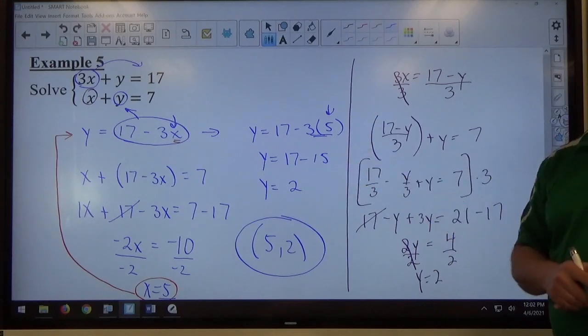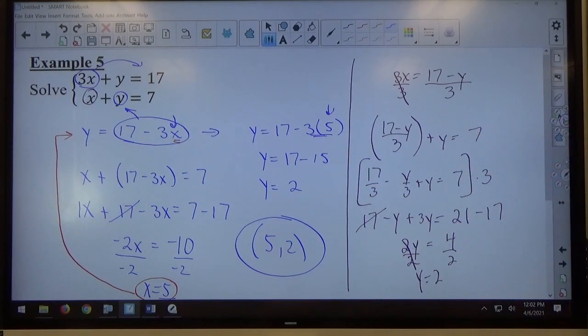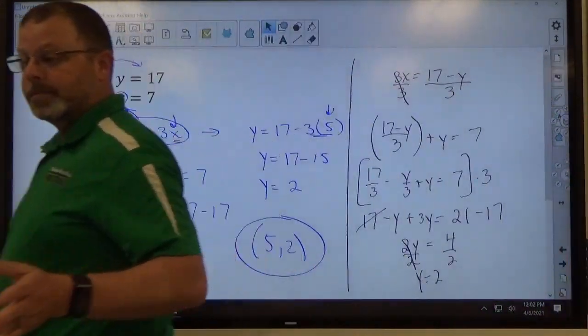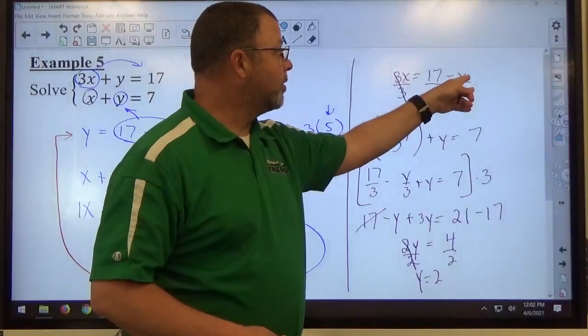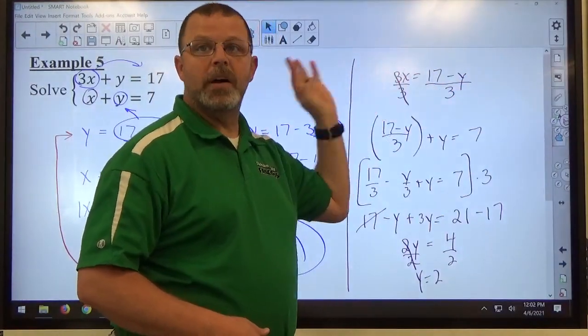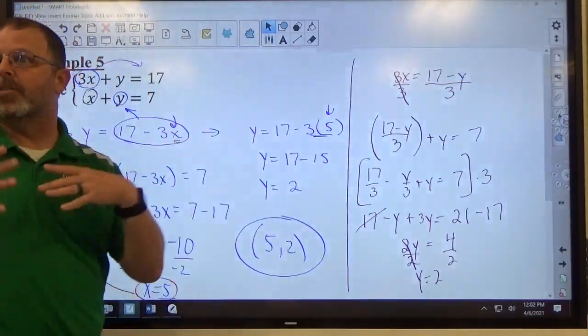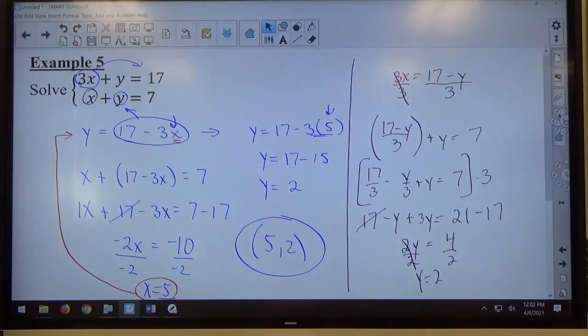Exact same writing as we had over there, but look at all the mess we had to go through to get to it. So, the moral of the story here, after we found y equals 2, we'd go back here. 17 minus 2 is 15. 15 divided by 3 is 5. X would equal 5. So we get the same answer, because that's what the answer is.